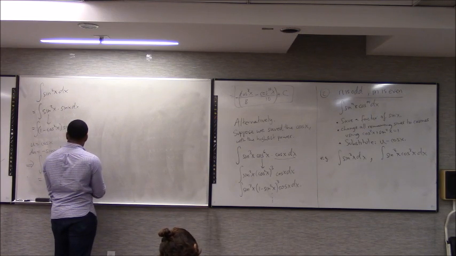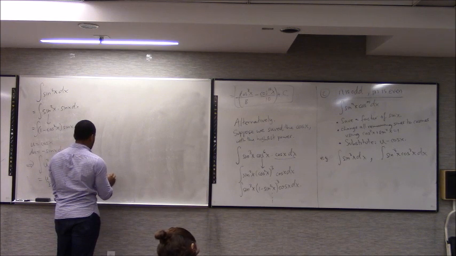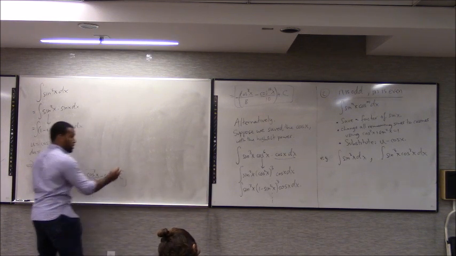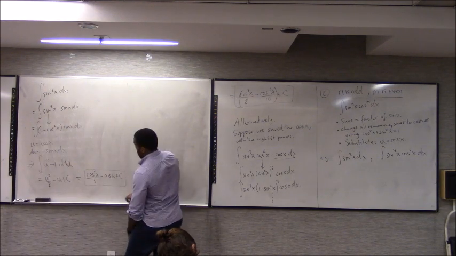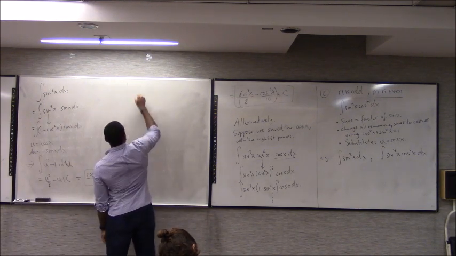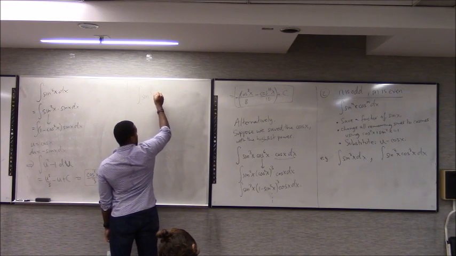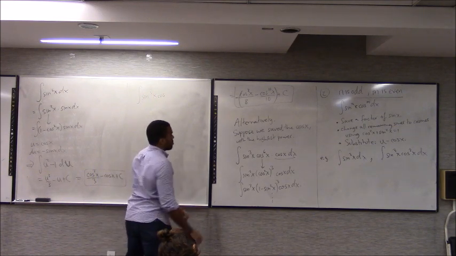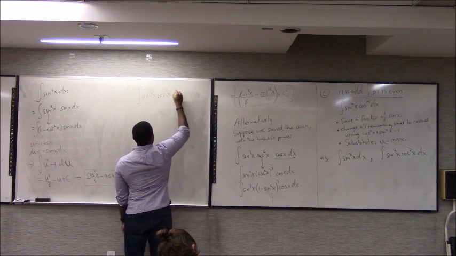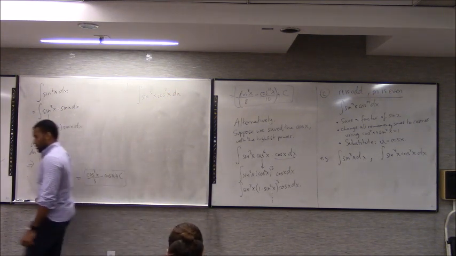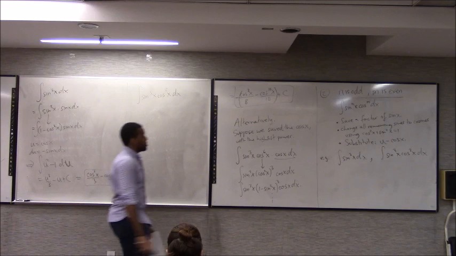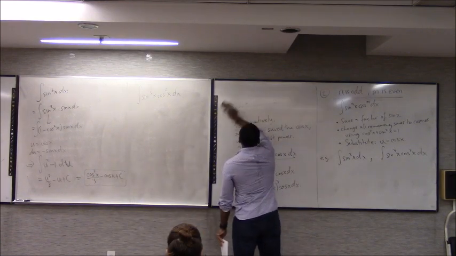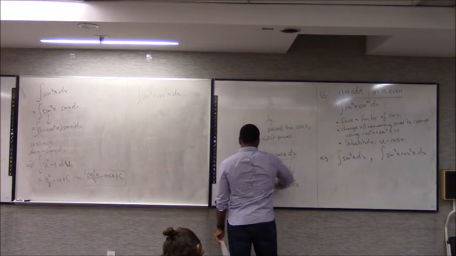Cosine cubed x over 3 minus cosine x plus c. That's how we integrate that one. Do that one quickly. Tell me the answer when you're done.